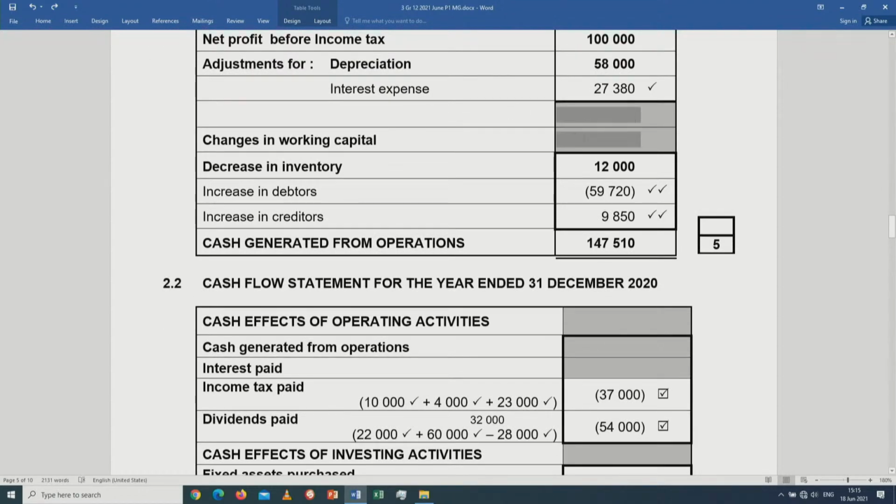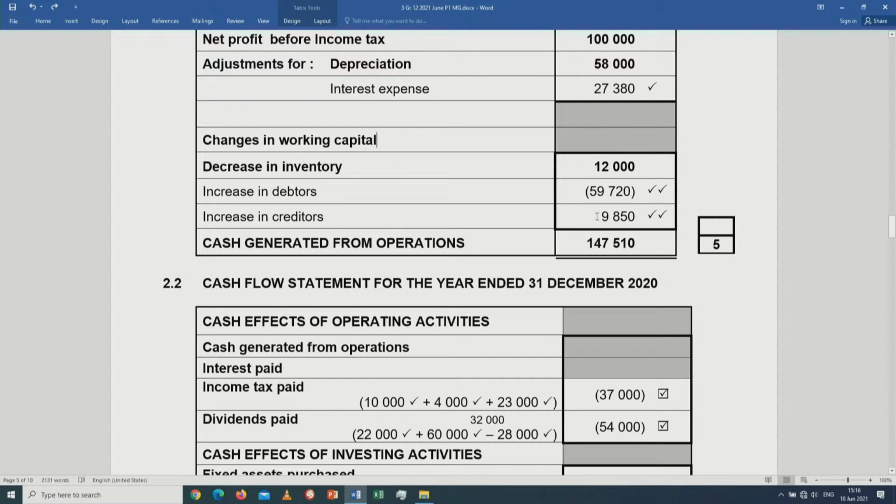Learners were not supposed to write figures there. So please be aware and also inform them all the shaded areas on the answer sheet. They are not supposed to write figures there. Inventory 12,000 was given on the answer sheet. Increase in debtors, no calculations, only the final answer. It's supposed to be 59,720 in brackets, 2 marks.